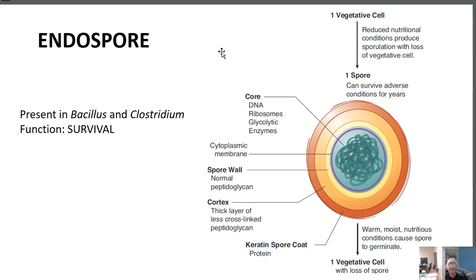So when we look at endospores, such as Bacillus and Clostridium, their function, as with all bacteria and spores, is to survive. So the vegetative cell has reduced nutritional conditions. They produce sporulation with loss of the vegetative cell. So you have a spore and it can survive for years.